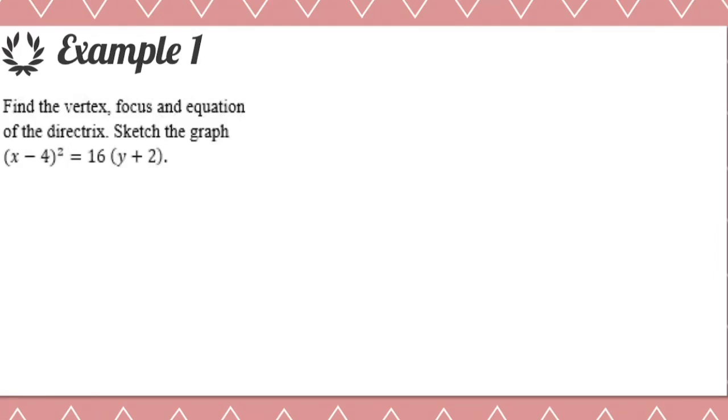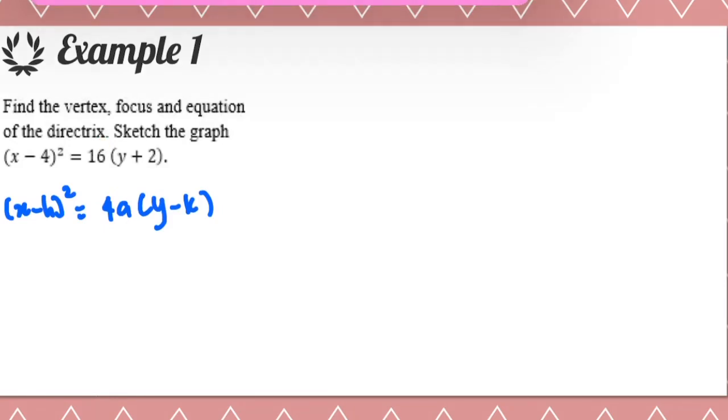First step is you need to compare with the general equation. You see your left hand side here is x squared, and on your right hand side you have y. Therefore, we know that the general equation is (x - h)^2 = 4a(y - k). We take 4a as a positive coefficient because 16 here is not a negative number.